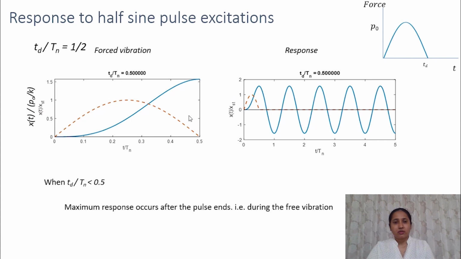Here we can observe that when Td by Tn is less than 0.5, the maximum response occurs after the pulse ends, that is, during the free vibration. And when Td by Tn is equal to 0.5, the maximum response occurs at the end of the pulse or at the beginning of the free vibration. During the free vibration also, the amplitude is the same as this maximum amplitude.